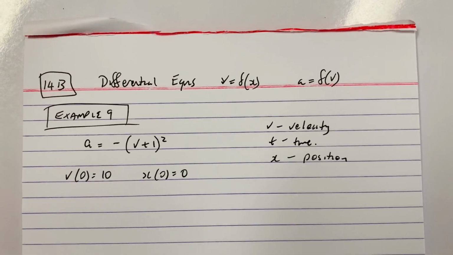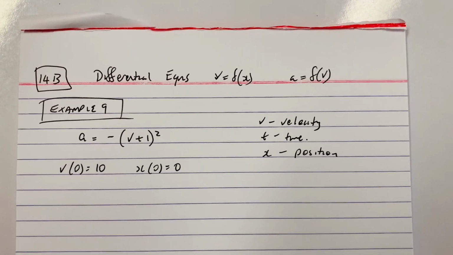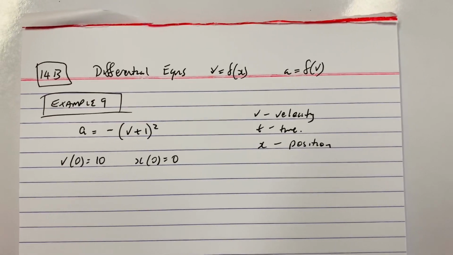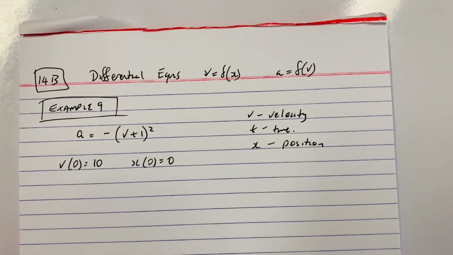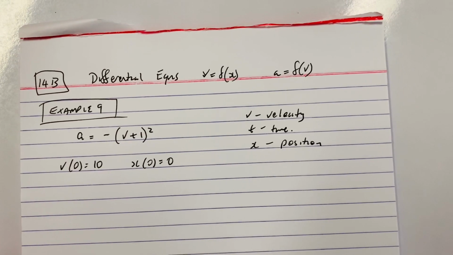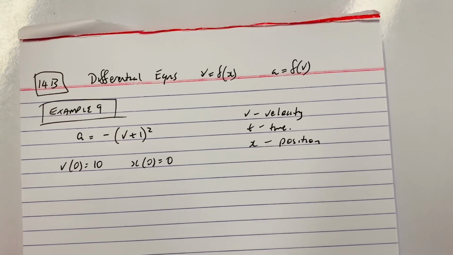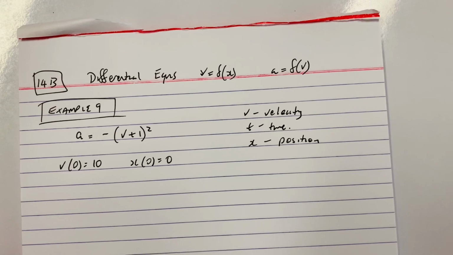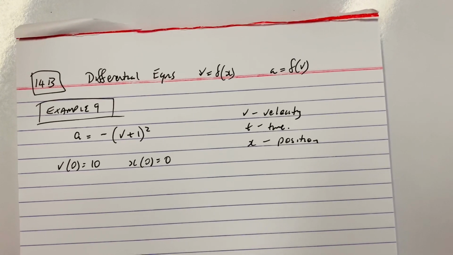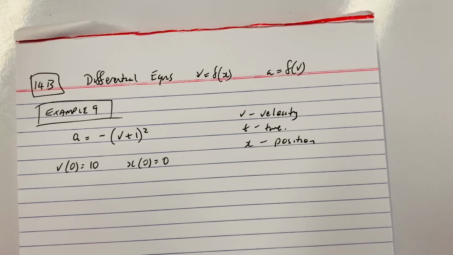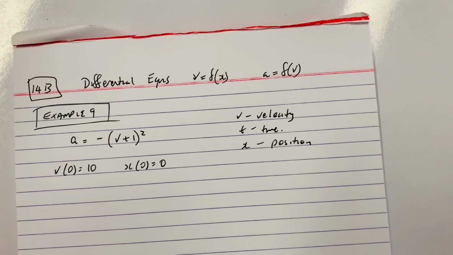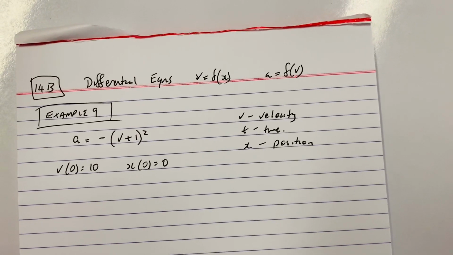Okay, 14b, differential equations of different forms again. We're doing example 9, which talks about the acceleration a of an object moving along a line given by a equals negative (v plus 1) squared, where v is the velocity of the object at time t. The initial velocity is 10, the initial position is 0, where x is given as the position of the object.